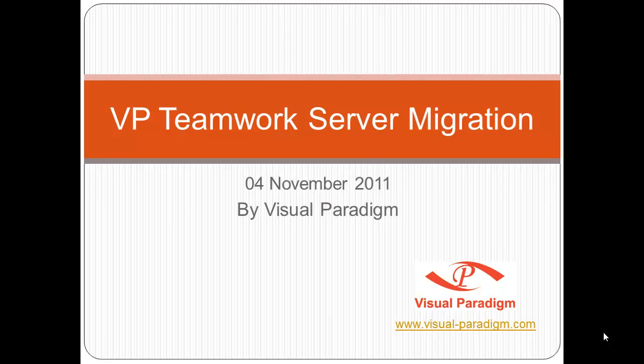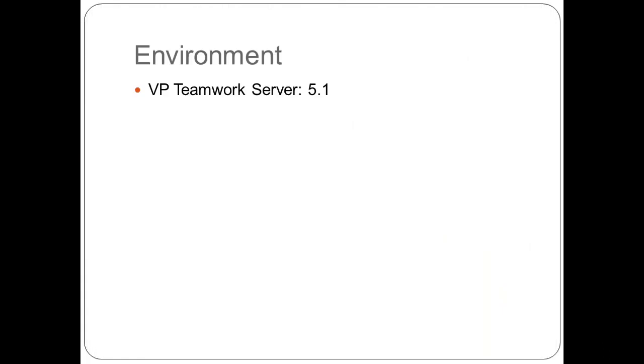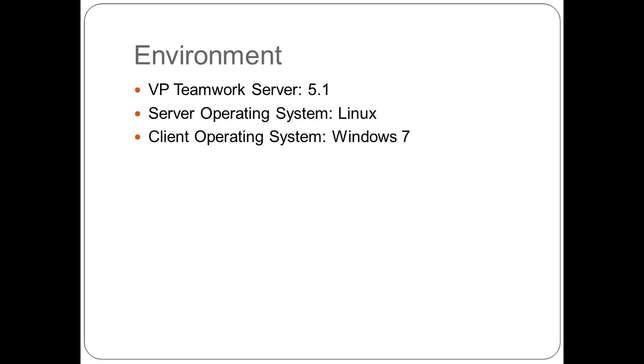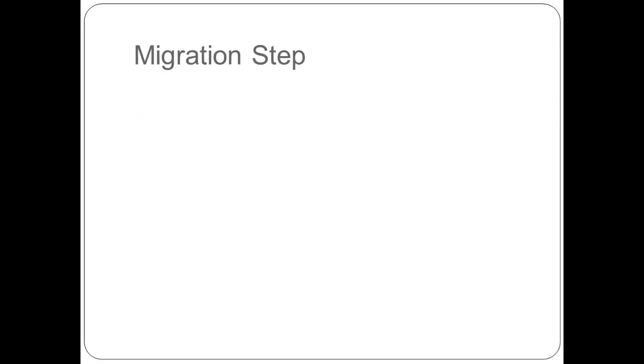This video is going to show you how to migrate the Teamwork server from an old version to a new version. Let's take a look at the environment. The Teamwork server is currently running 5.1, and the server's operating system is Linux. The client is running on Windows 7. The client is Visual Paradigm for UML. The migration steps involve the following. First of all, we need to upload the VP server to the Linux server.